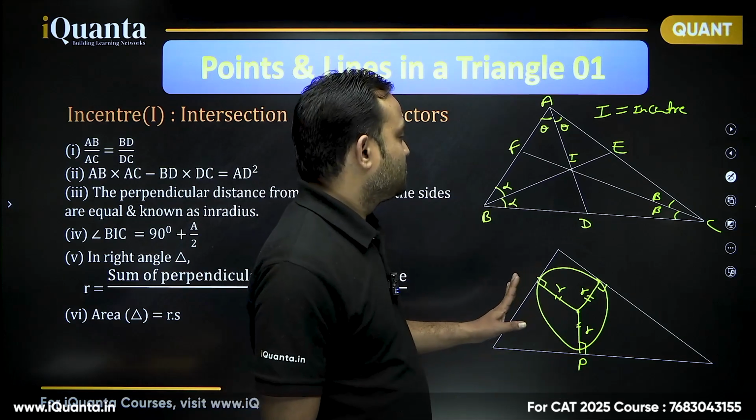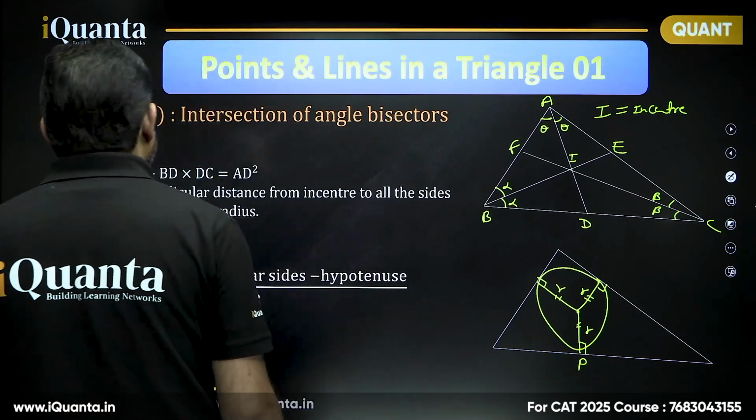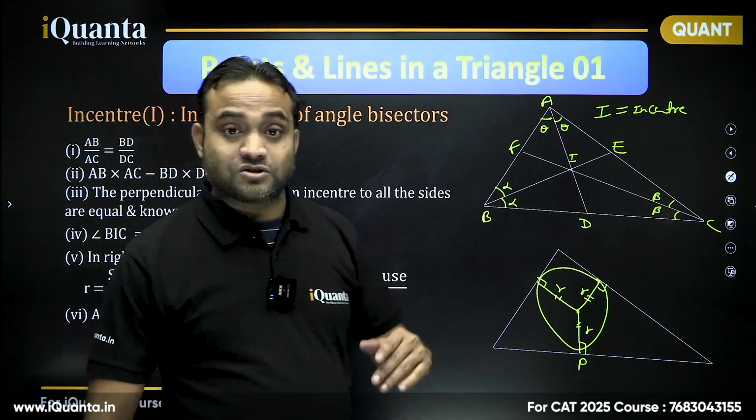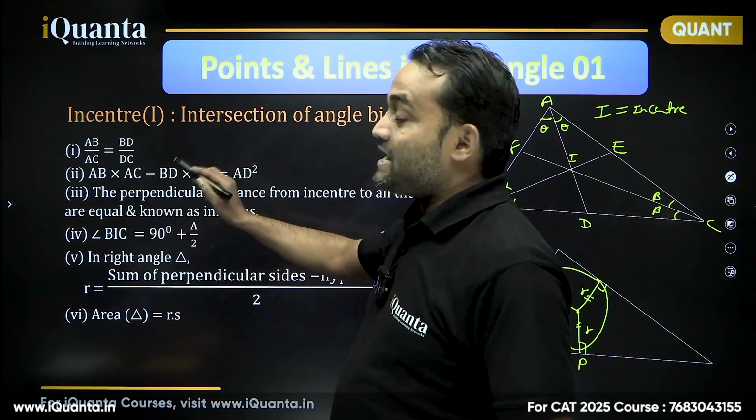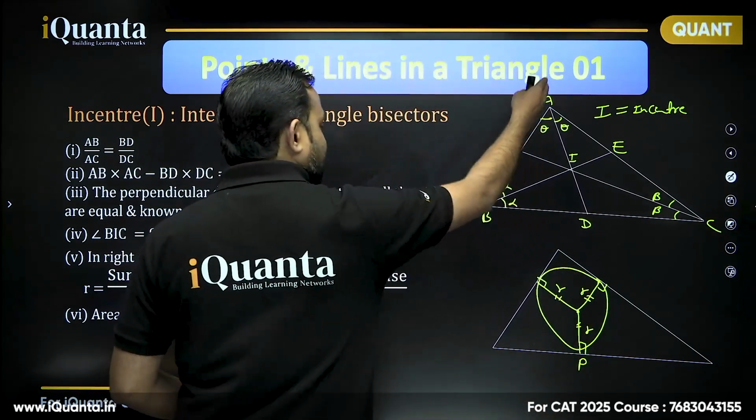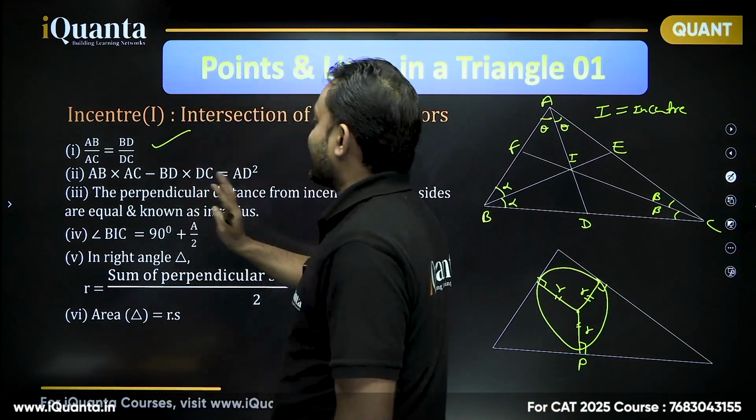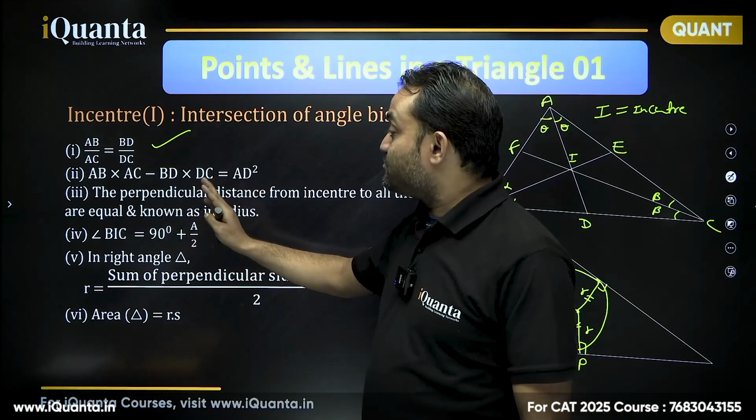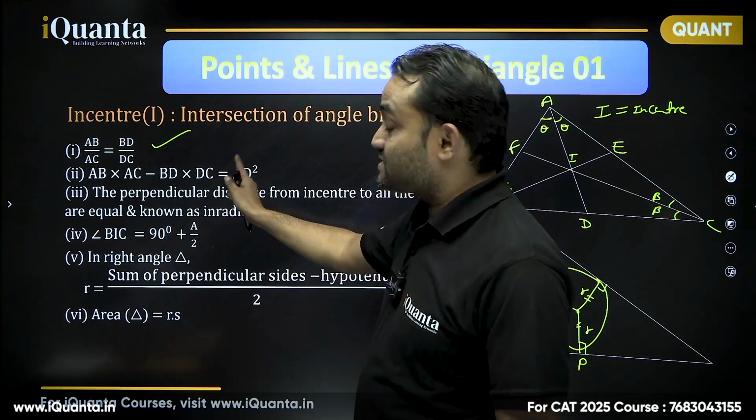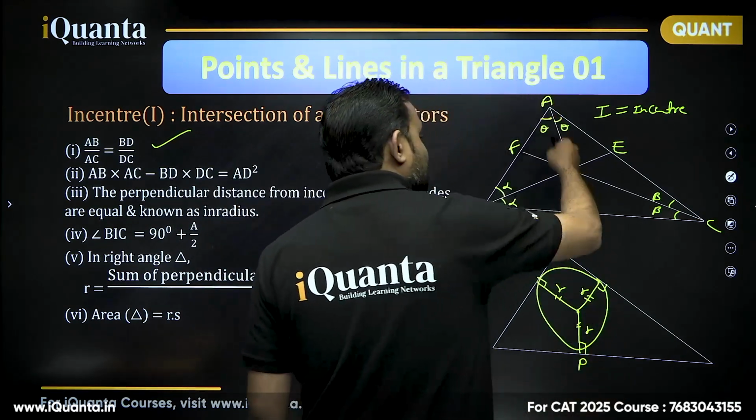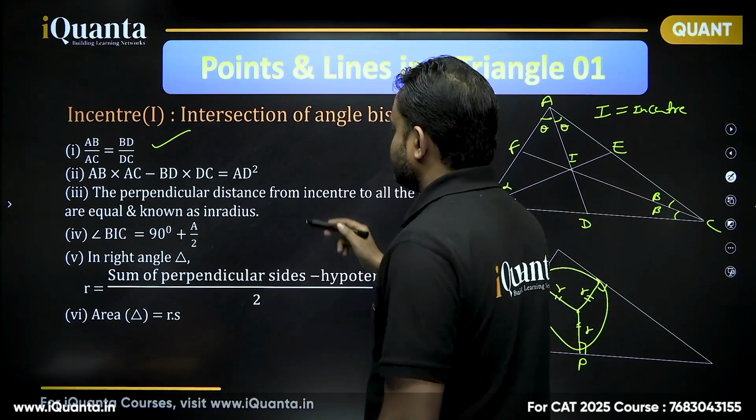Okay, not always. Now what are the properties that we know about incentre, inradius, angle bisectors, all of these? So first of them, AB upon AC is equal to BD upon DC. Second point, AB into AC minus BD into DC is equal to AD square. Now this theorem helps us finding the length of the angle bisector AD or BE or CF.